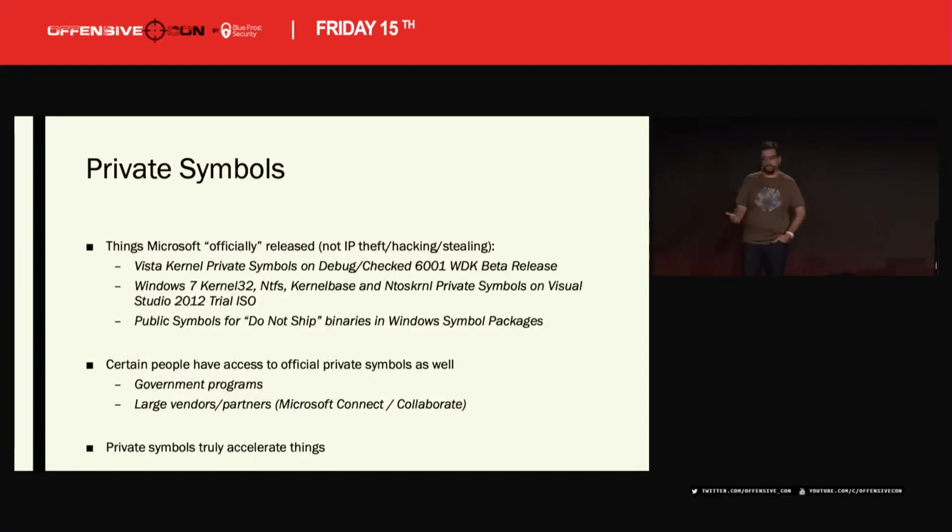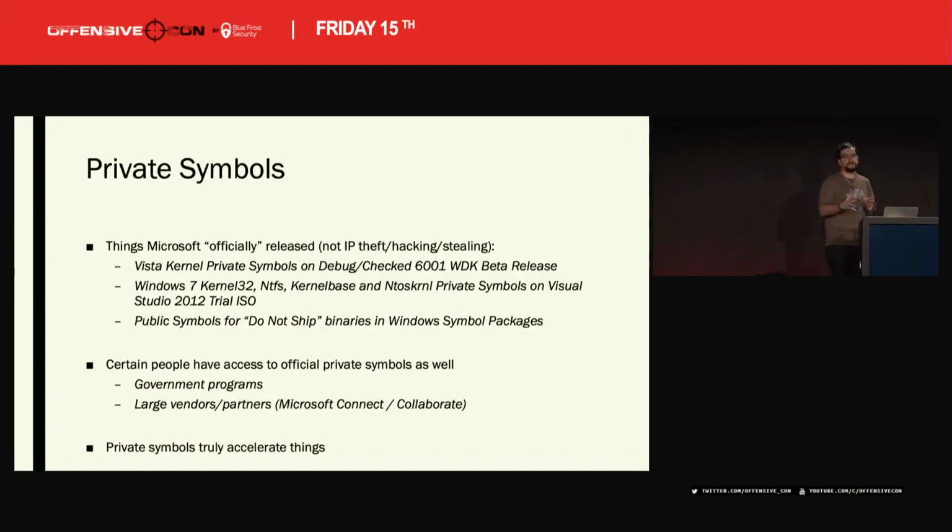Well, officially, by accident, so this wasn't stolen or leaked information, Microsoft released the Vista kernel private symbols if you got a specific build of the beta of the Windows Driver Kit for Vista. And then I told them, hey, you made a mistake, and they removed it. They thanked me, but obviously I kept a copy because it was public information. It's just a PDB. The Windows 7 kernel32, NTFS, kernelbase, and NTOS kernel private symbols leaked in the recycle bin of the temporary directory of a Visual Studio 2012 trial ISO. I mean, sometimes it is just plain luck, people.